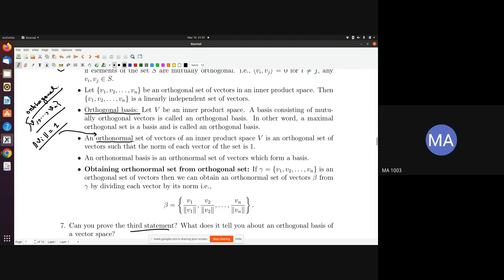Okay. Now, if I give you an orthogonal set of vectors, can you generate an orthonormal set from that? Yes, sir. How? By dividing each vector by its norm. Yeah. Because that will again be orthogonal, since v1, v2, vn are orthogonal. So if I divide by the norm, take the first vector and the second vector. Let's see what is happening. What will be the inner product of these two?